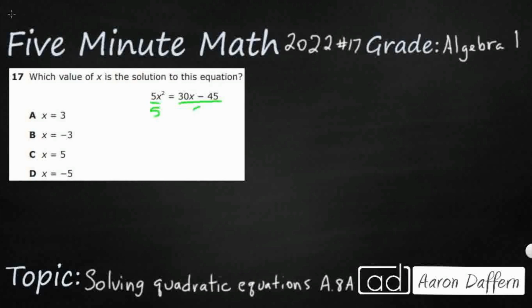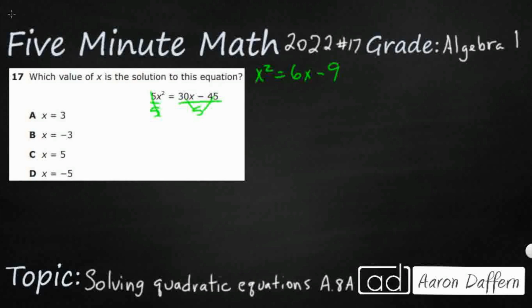So let's just divide both sides by 5, right? So that's going to say x squared equals, and then we can just go ahead and distribute that out. So that's 30x over 5, so that's going to be 6x, because 30 over 5 is 6, minus 45 over 5 is 9. There we go.